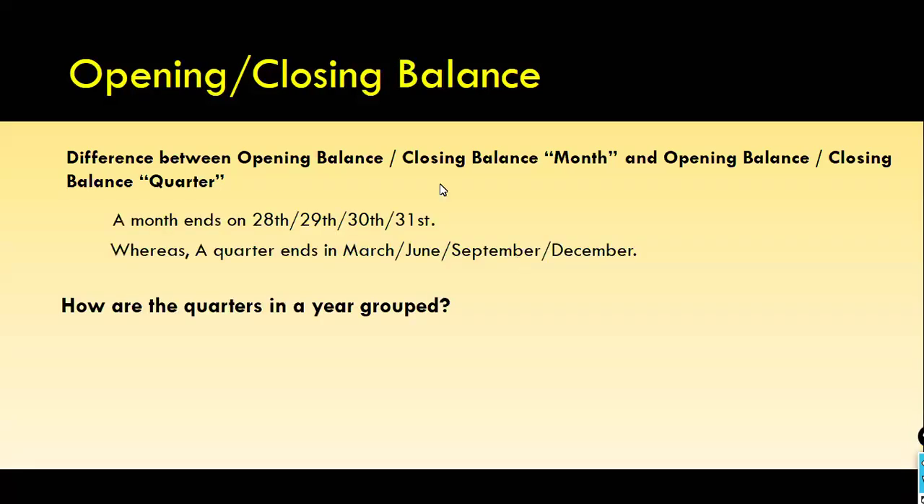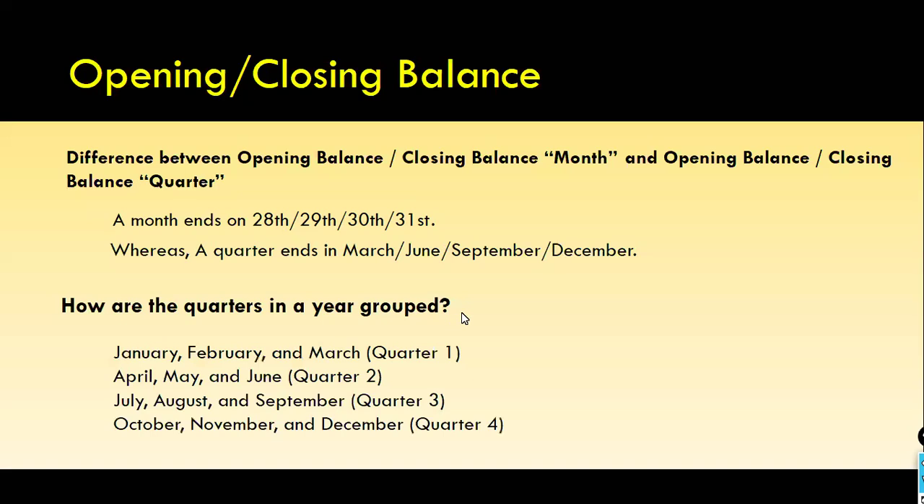Okay, the difference between opening balance and closing balance month, and opening balance and closing balance quarter. See, a month ends on, right? February sometimes ends on the 28th, sometimes the 29th, and some months end with the 30th, and some months end with the 31st. Whereas a quarter ends in March, June, September. So here, how are the quarters in a year grouped? Like this, right?